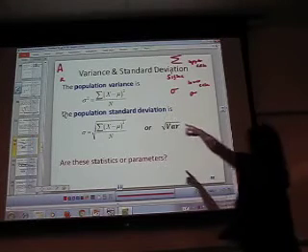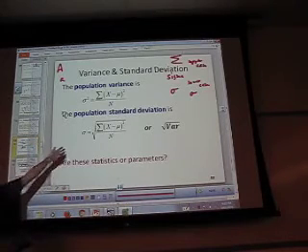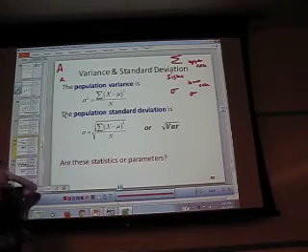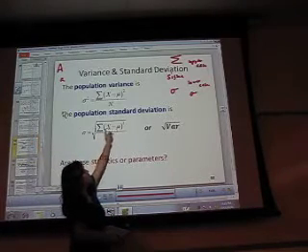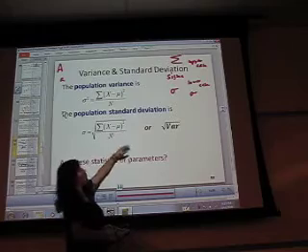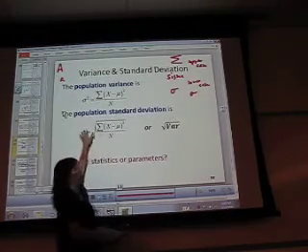So the population variance is sigma squared. The standard deviation is sigma. These are the formulas for it, right? You take every x value, subtract off the mean, and then you square those values, and then you average them. You add them up, divide by how many there are. If you square root that, then you get the standard deviation.